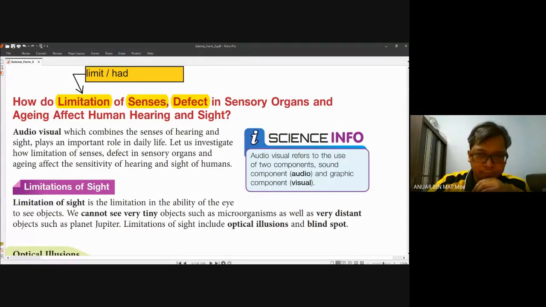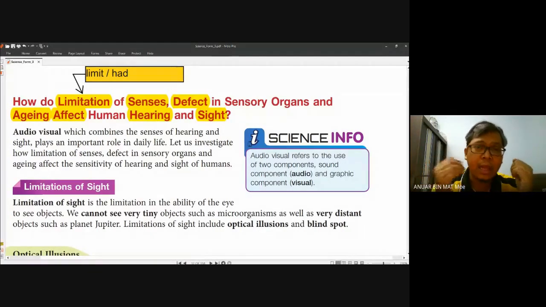Then number three, the aging effects on human hearing and sight. What happens when we are growing older? What happens to our hearing and our sight as we grow older? Whether we can see clearly or not during the aging process, meaning when we are getting old, apabila sudah tua, what happens to our sight and our hearing? That is what we are going to learn for this topic.